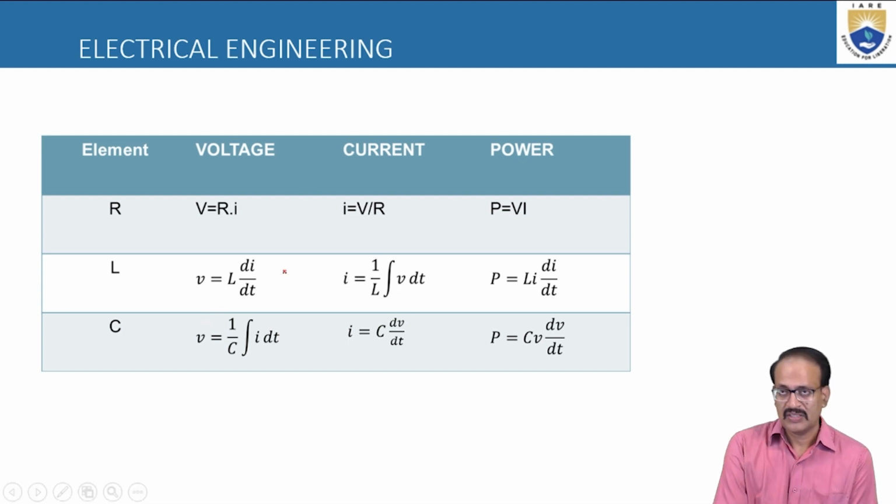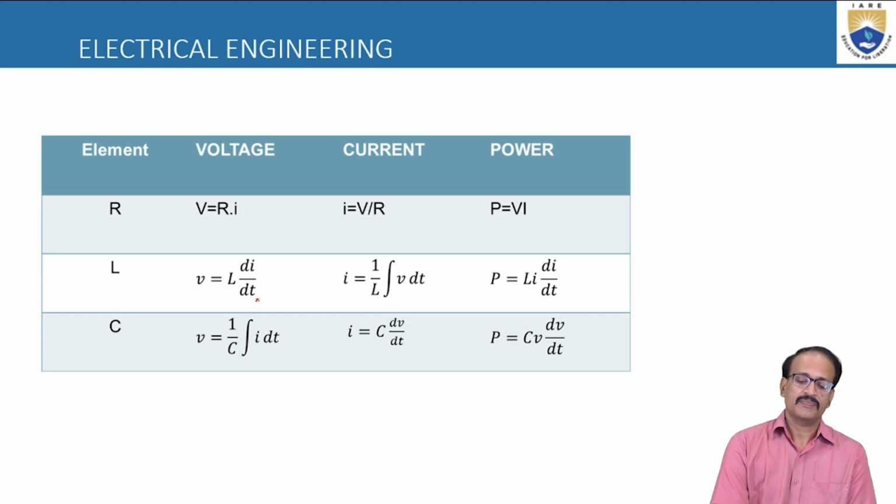inductance, if I want the relationship between voltage and inductance, I will write V is equal to L into dI by dt. And similarly, the current and inductance relationship, I is equal to 1 by L into integral V into dt. And the power, P is equal to L I into dI by dt.